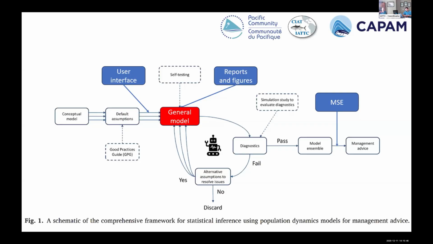I also added in some new components there that were really important for the general model, such as the user interface and the output of reports and figures and things, and then added MSE in there, which is currently an important part of providing the management advice. So it's just outlining that the general model itself is only one component. We have to build all these other things around it to actually get the whole thing going properly. So it's a much bigger project than just coding the model.